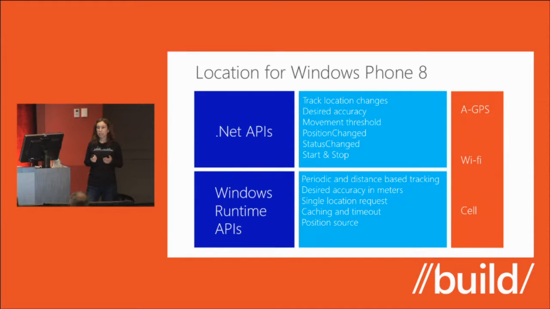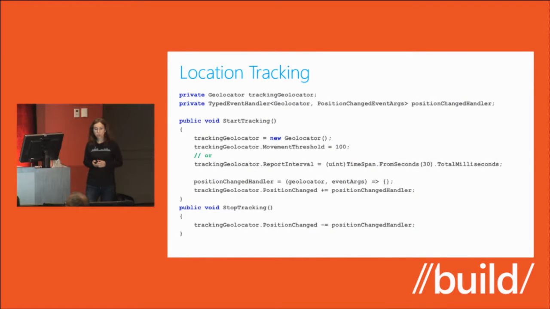Whether you use the single location request or whether you are tracking the user's location changes, you have the ability to read the source of the position, whether it's GPS, Wi-Fi, or cellular. So no more second guessing. What I want to show you here are 2 code snippets, one for location tracking, and the other one is for single location request, where you have to use the geolocator object, which is the object at the central of the Windows Runtime API. And you set either the movement threshold or the report interval for periodic tracking.